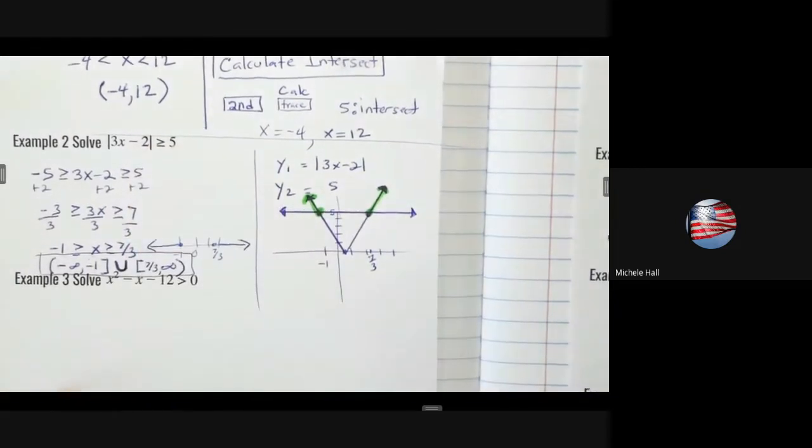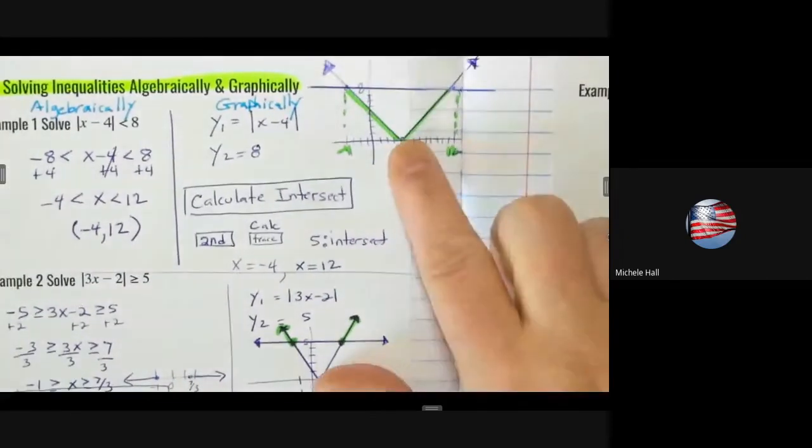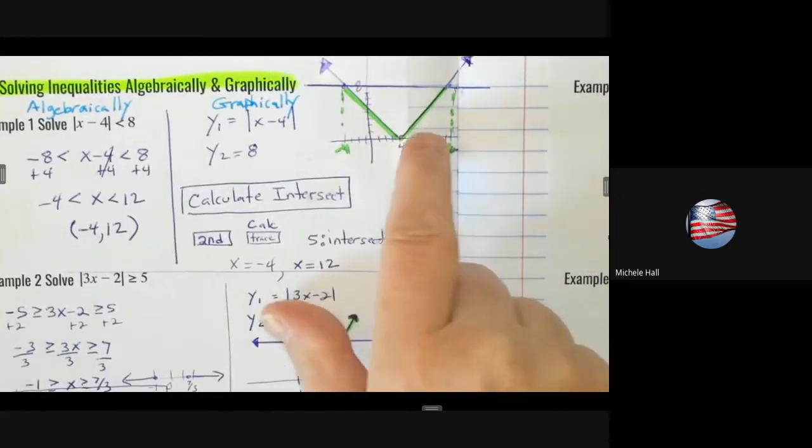It has an infinite solution, whereas the first one, when it was asking that it was less than, was finite. It was only in between -4 and 12.